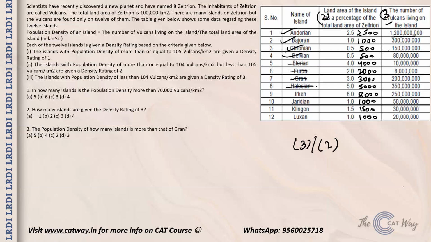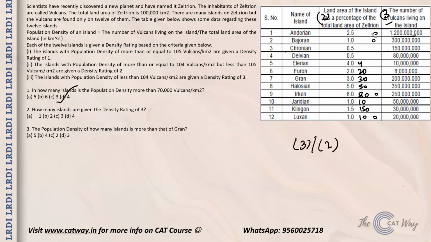Okay. Then for Irken, if you see, it's definitely less because what you need is 56 CR, you have 25 CR. For J, what you want is more than 7 CR, but the value that you find is only 5 CR, so that won't be counted. 1500, you need 10.5 CR, right? What you have is 3 CR, so this won't be counted, and similarly this also won't be counted. So in total, you have 4 islands with population density of more than 70,000. So option number D becomes your right answer in this case.